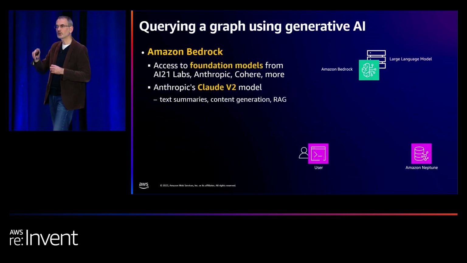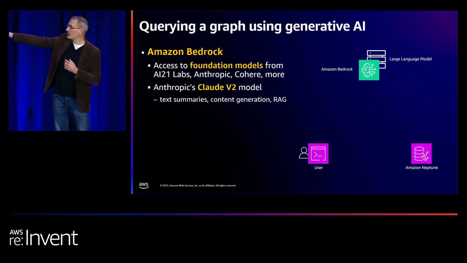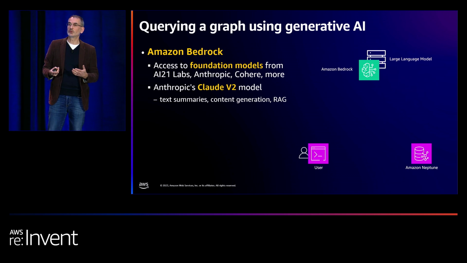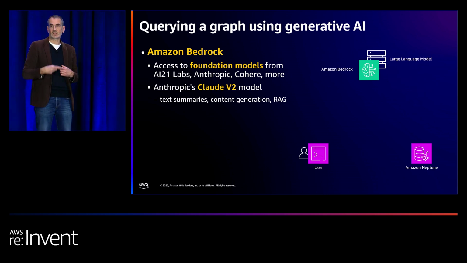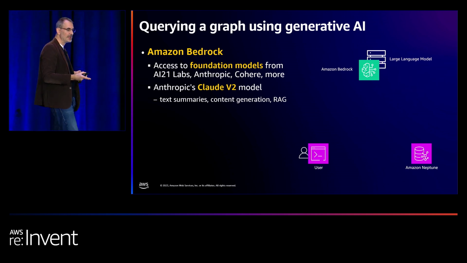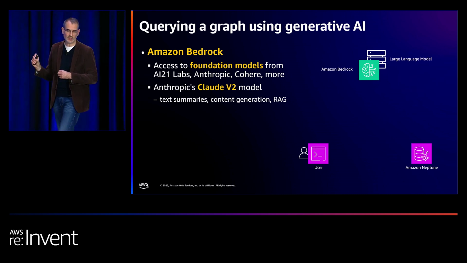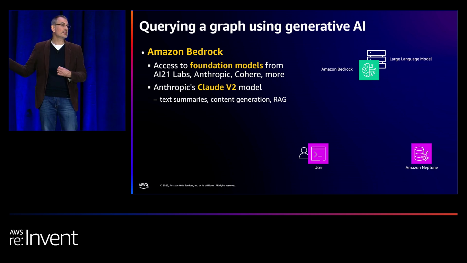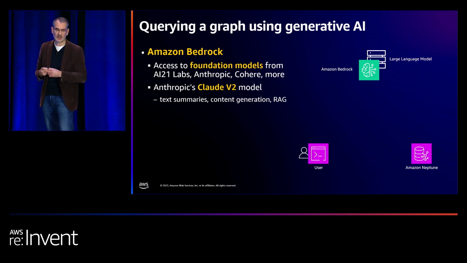So how might all of this work? I've just got a very simple example. We've got our source of data, our database, our graph, that's Amazon Neptune, but we're going to need a large language model. In this use case, we're going to be using Amazon Bedrock, which is a managed service which gives you access to foundation models from companies such as Anthropic and Cohere. The model we're going to be using here is Anthropic's Claude V2 model, which is an AI assistant that's really good at text summarization, question and answer, generating content, retrieval augmented generation, and even some programming tasks. So it's a good fit for some of the things that we want to do here.